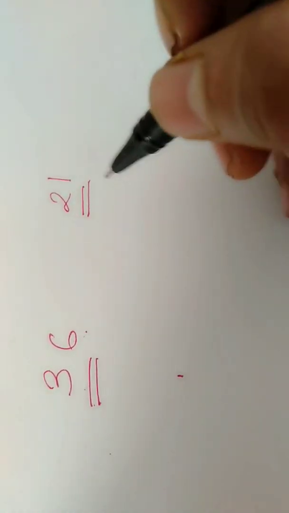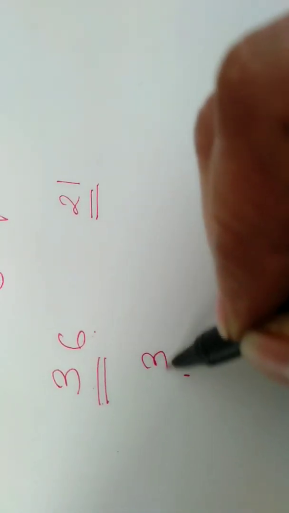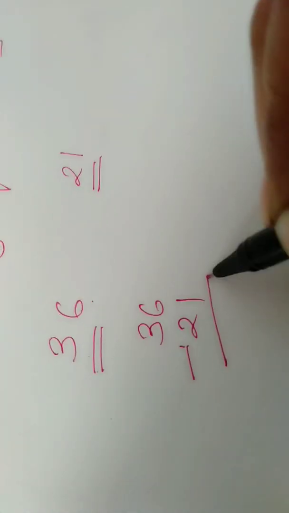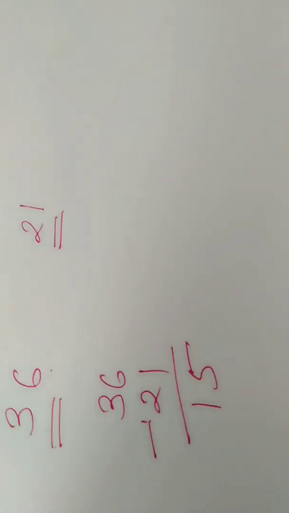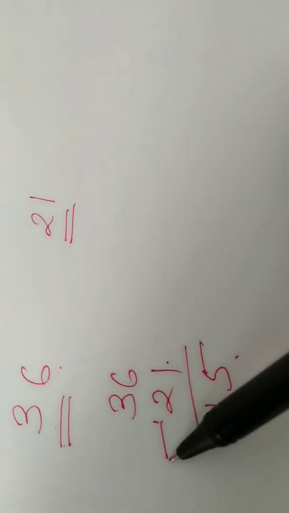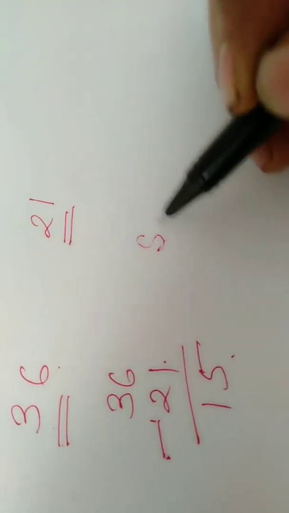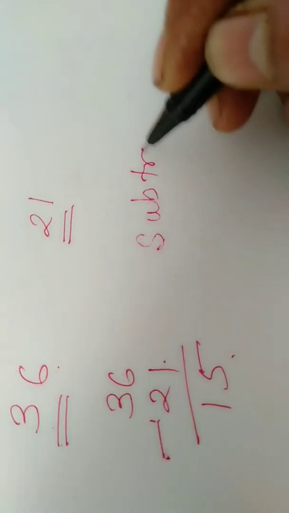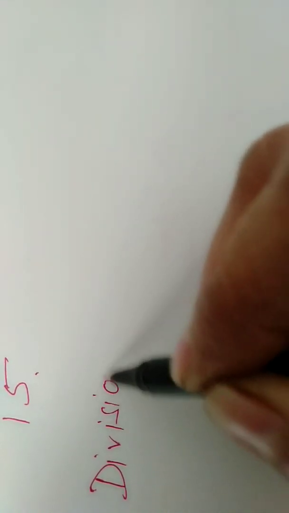And how much it is greater, we can find out by subtraction. From this 36, if we subtract 21, we get 15. That is, this number 36 is 15 greater than 21, and this we have found by the subtraction method. So one method of comparison is the subtraction method. There is one more method of comparison, and that is the division method.